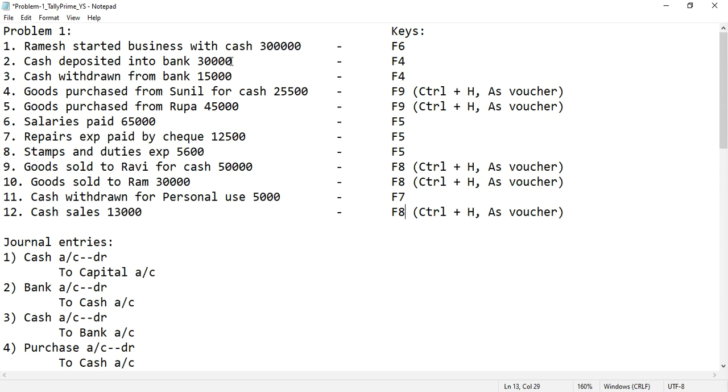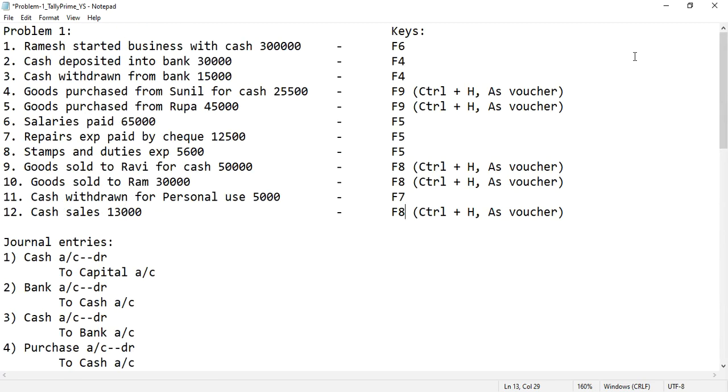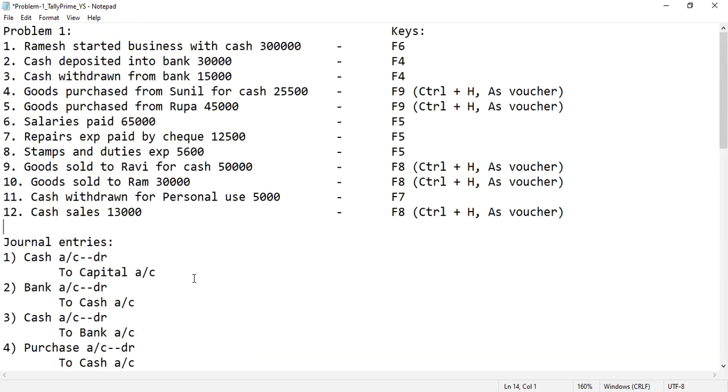Based upon the question, it comes under which keys I have given you. You can see it in the description, this PDF. Clear? Now let's get into the software. Before getting into the software, make note of this question. If possible, make a note of the entries, ledgers and the keys also. That will be highly helpful while working in the software. Let's move on.